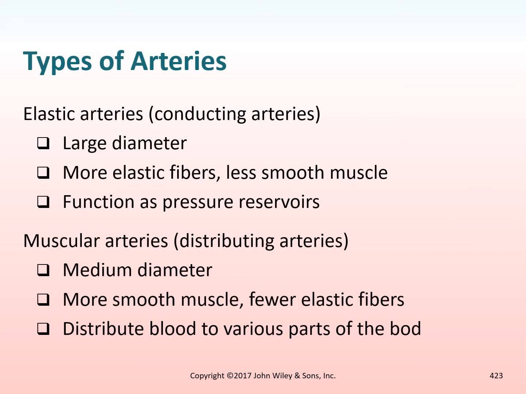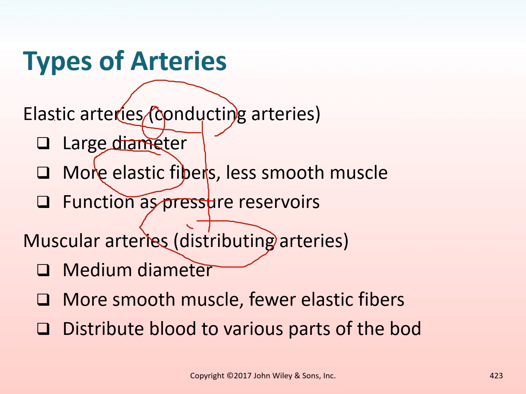There are at least a couple of types of arteries based on structure. One is elastic, and one is called muscular or distributing arteries. The elastic ones are also called conducting arteries. So this happens to be alphabetical. E goes with C, or E goes with M, and C goes with D. So the muscular arteries are helping distribute the blood. The elastic arteries are conducting it from the heart to the muscular arteries.